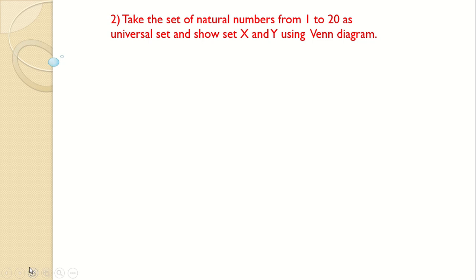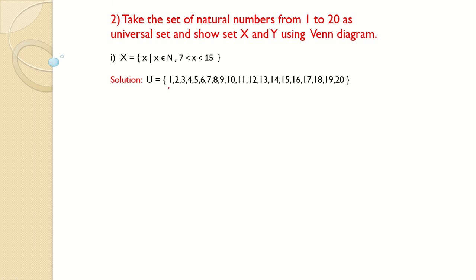Now the next, take the set of natural numbers from 1 to 20 as a universal set and show set X and Y using Venn diagram. Okay, so the set of natural numbers from 1 to 20 as a universal set we have to take. So the universal set would be 1 to 20. Now we have to show set X and Y using a Venn diagram. Now this is my universal set from 1 to 20. 1, 2, 3, 4, 5, 6, 7, up to 20 I have to go.